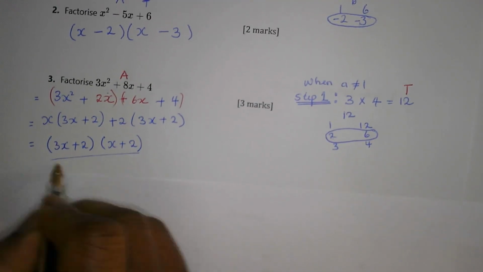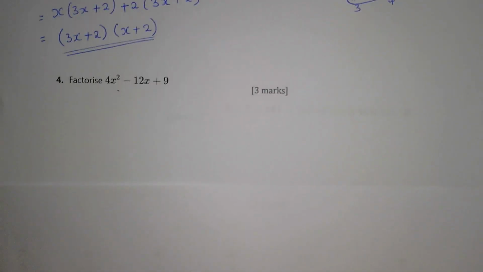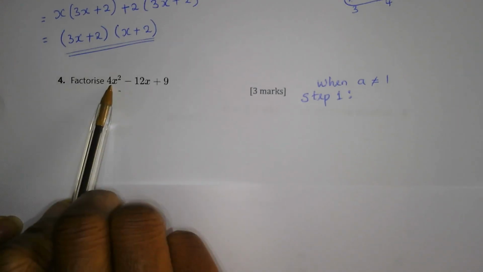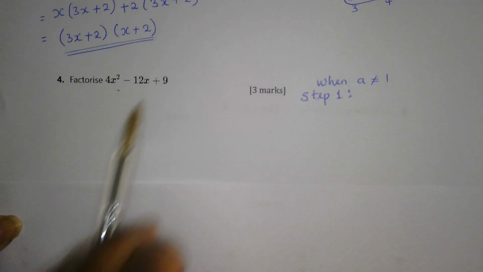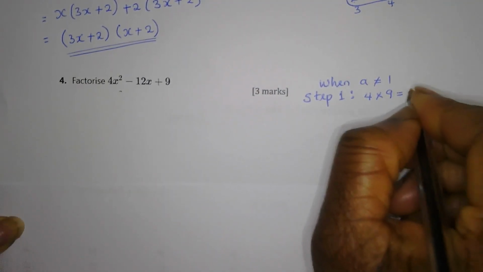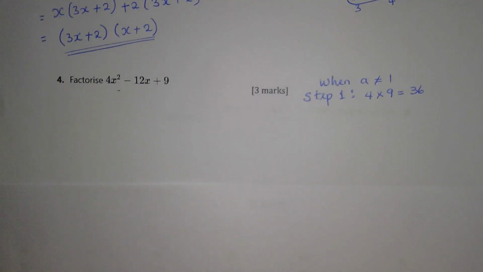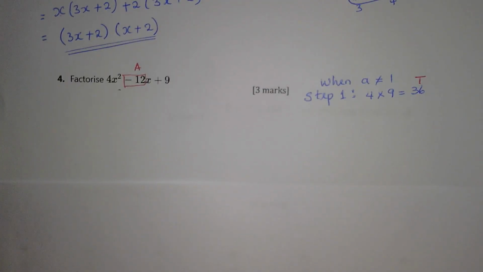That is how you factorize a quadratic expression where a is not equal to 1. Let's try another one. Factorize 4x squared minus 12x plus 9. You take the coefficient of x squared and you multiply it by the last term. So it's 4 times 9, which is 36. Now this is your t and this is your a. Let's think of the pair factors of 36 that when we add them together, we get negative 12.